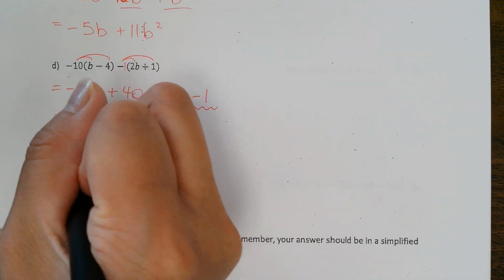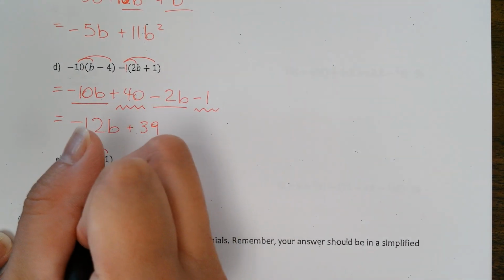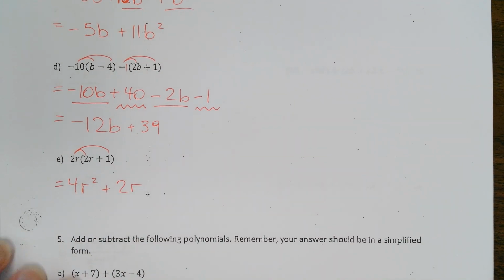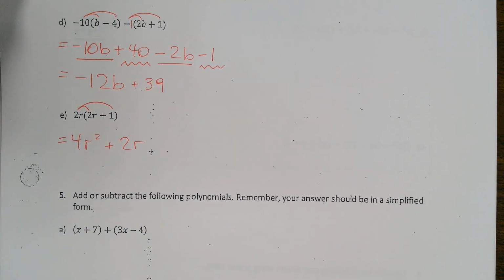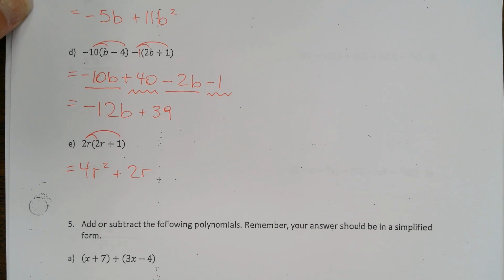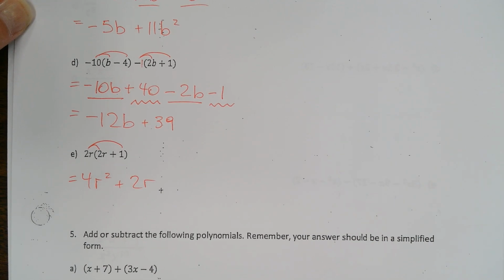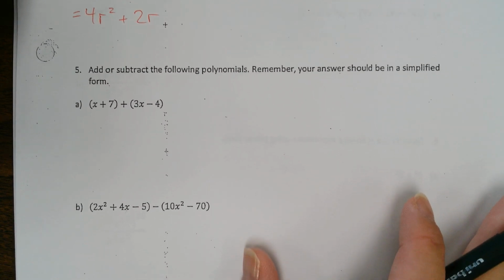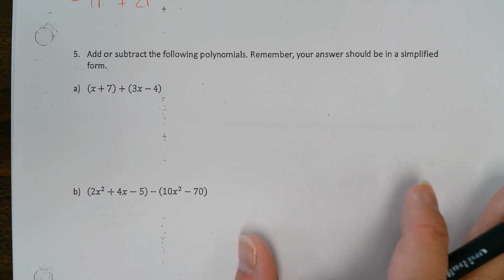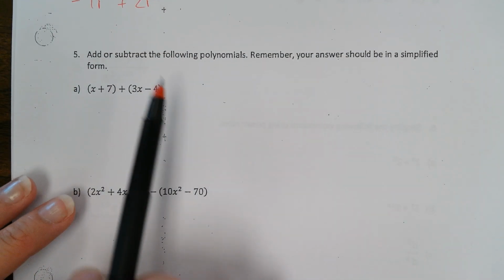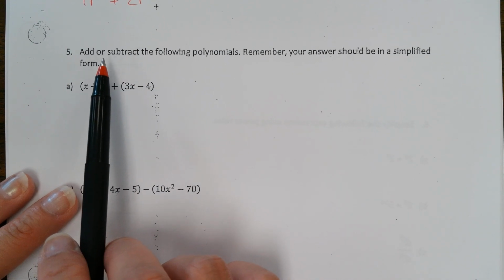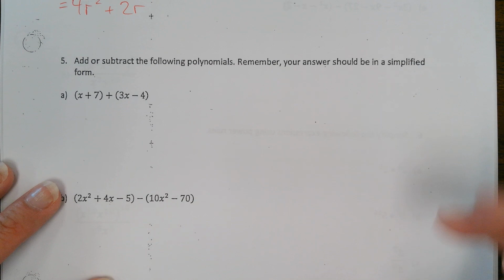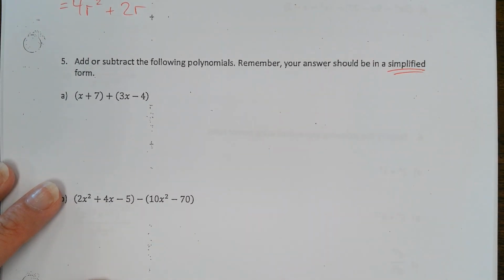Okay, last one right here. So you get 4r squared plus 2r. Okay. How many of you got all of number 4 correct? Good job. If you can do number 4, I think you'll do very fine on the test. Number 5, add or subtract the following polynomial. Remember your final answer should be in simplified form.